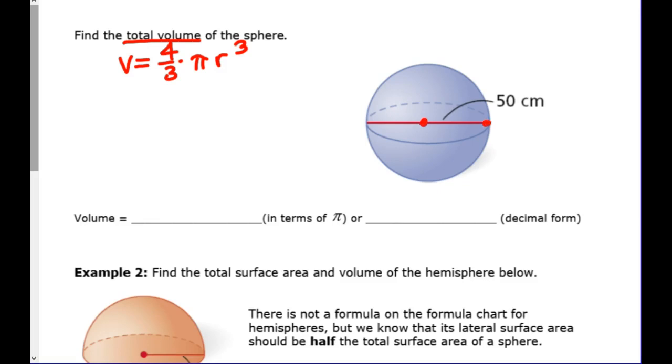Once again, what's the radius? Half of 50, 25, okay? So, all we got to do is replace r with 25, right? You got a pencil? Let's do this. So, V equals 4/3 times pi 25 cubed.